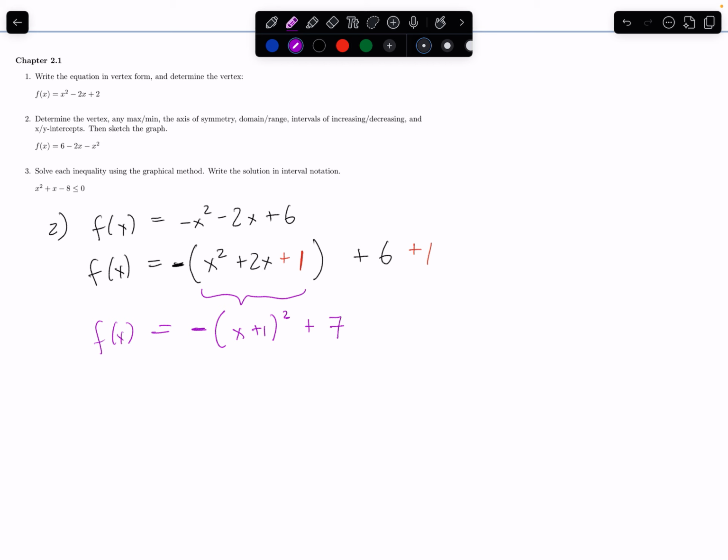And what is my vertex then? Here, h, it's x minus -1, right? So h is equal to -1, and k is equal to positive 7.